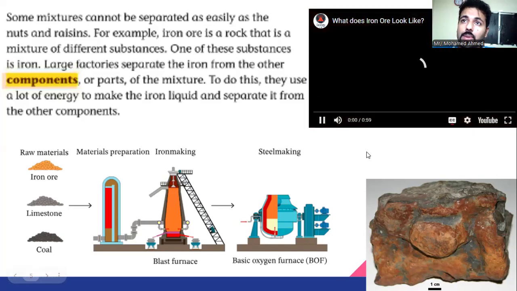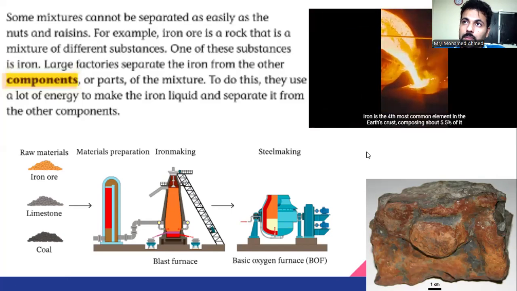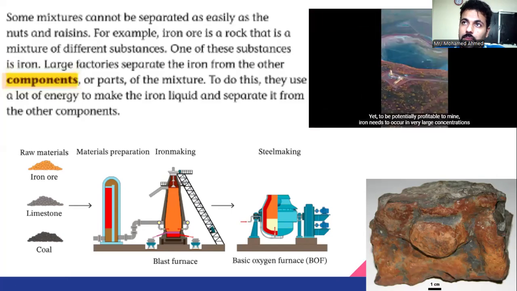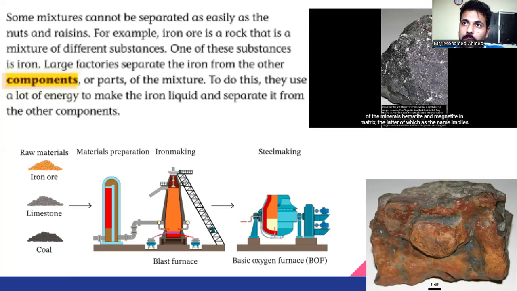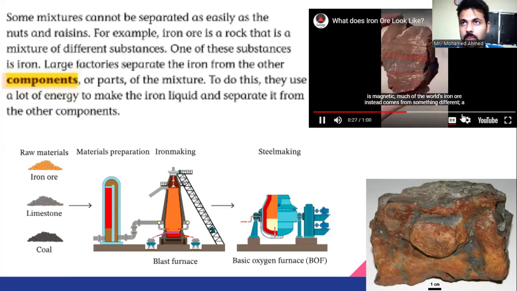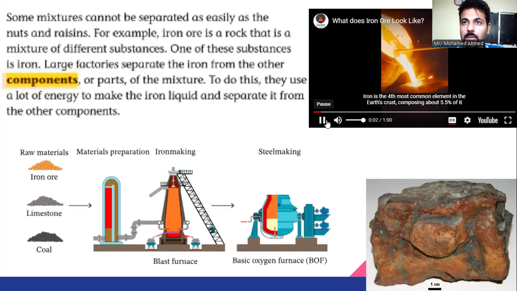Iron is the fourth most common element in the Earth's crust, composing about 5.5% of it by weight. Yet, to be potentially profitable to mine, iron needs to occur in very large concentrations of upwards of 25% by weight. While this can occur in some select igneous and metamorphic rocks that have instances of the minerals hematite and magnetite in matrix, the latter of which, as the name implies, is magnetic, much of the world's iron ore instead comes from something different, a type of sedimentary rock.